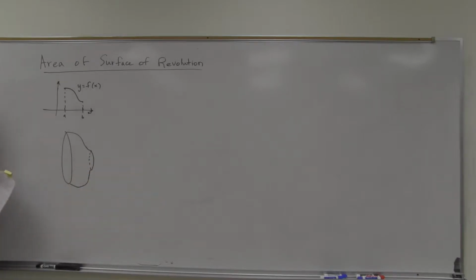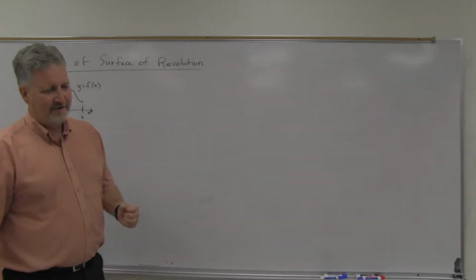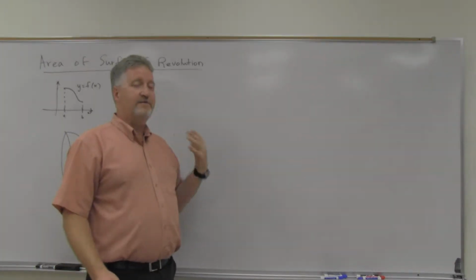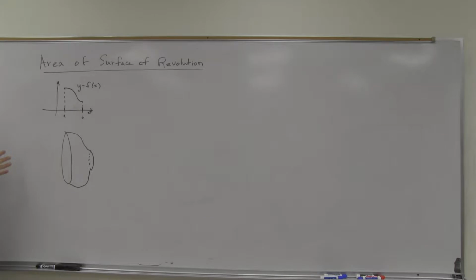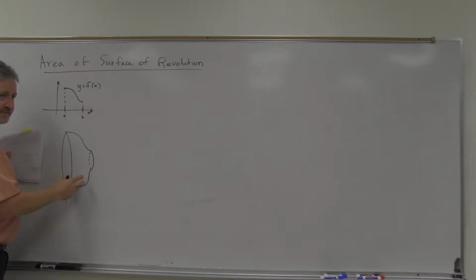So we get this shape here. Previously, you won't have to find these, but previously we found the volumes of those. What's the volume of that? Well, that would probably be our disk method, but that's not what we're doing here. The question is going to become, can I figure out the surface area?